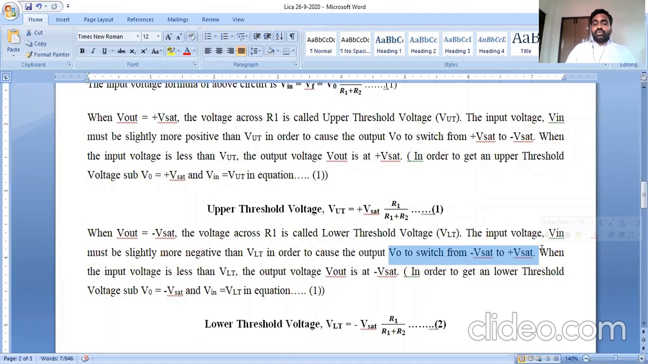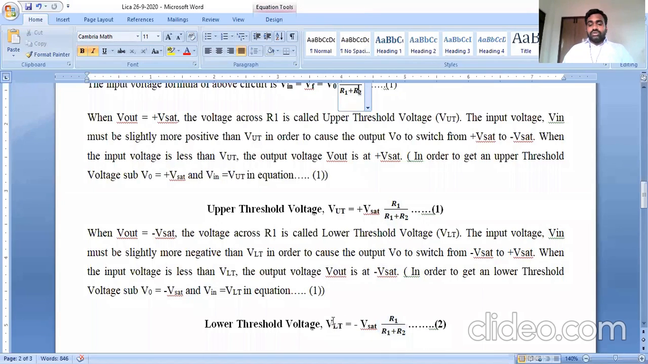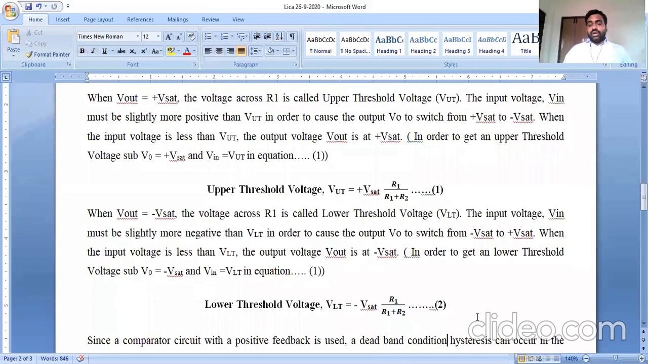When the input voltage is less than the lower threshold value, the output voltage is represented with respect to minus Vsat. That is what we discussed in the input output waveform analysis. So substitute the input voltage with the lower threshold voltage, and the output voltage with minus Vsat. What will be the expression? Input voltage is replaced with VLT, and output voltage is represented with minus V saturation, with respect to the potential divider rule, R1 divided by R1 plus R2.